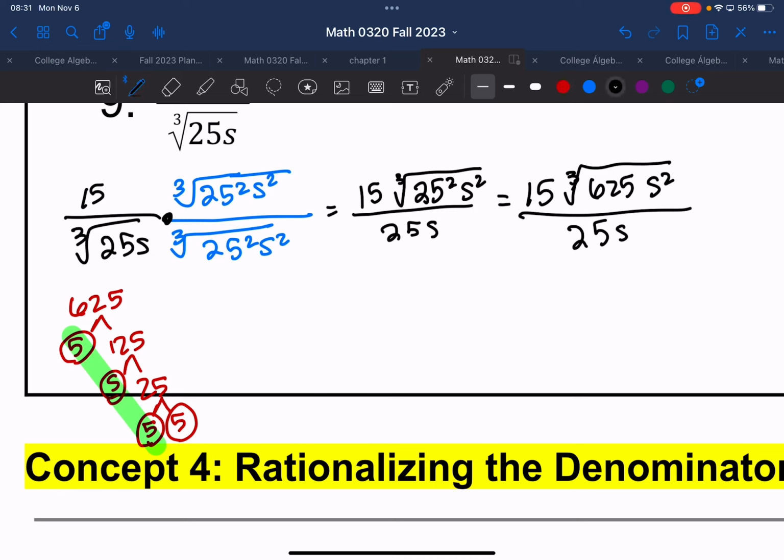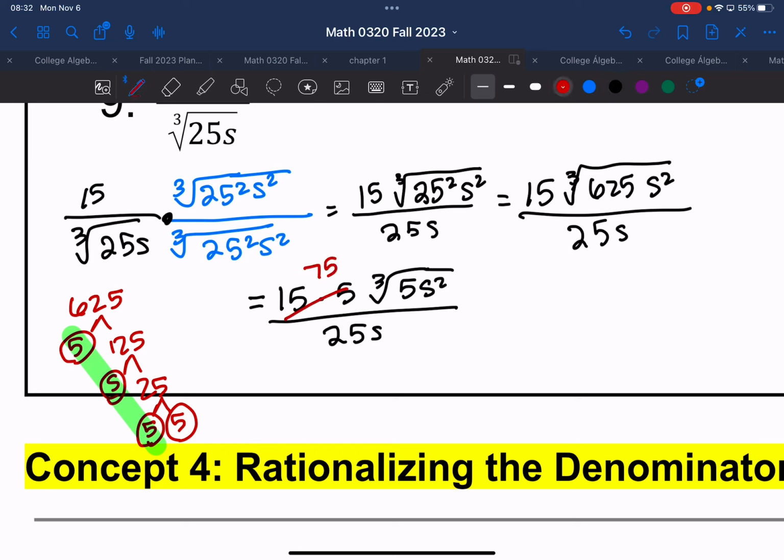Meaning this simplifies to, that 15 is still there. So 15 times 5, cube root of 5. And are we able to take the cube root of x squared? No, so I'm just going to leave that x squared there, all over 25s. If we multiply 15 times 5, we get 75.